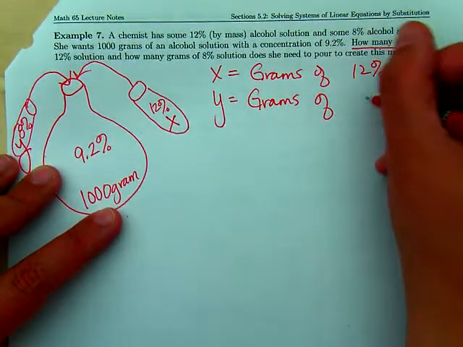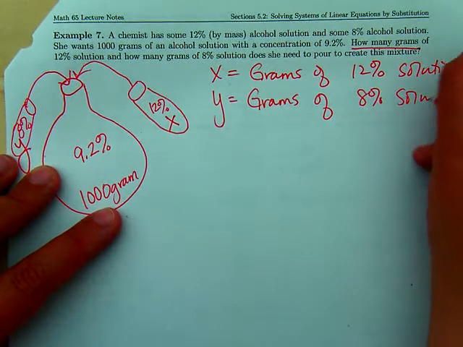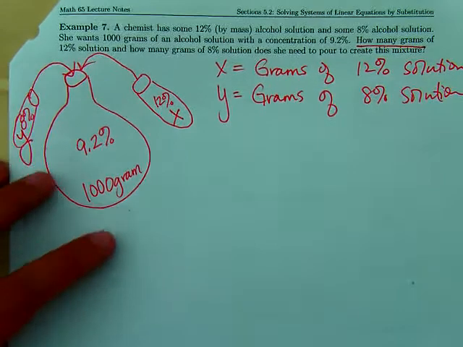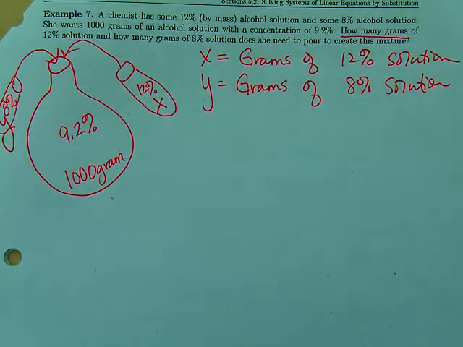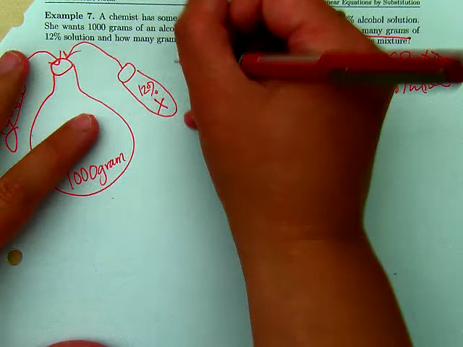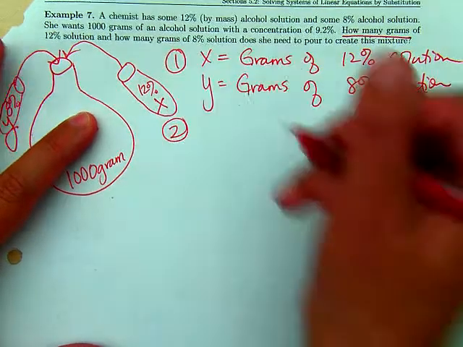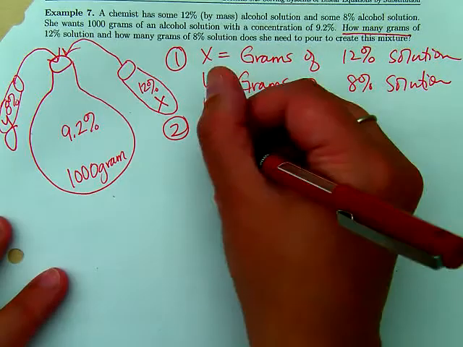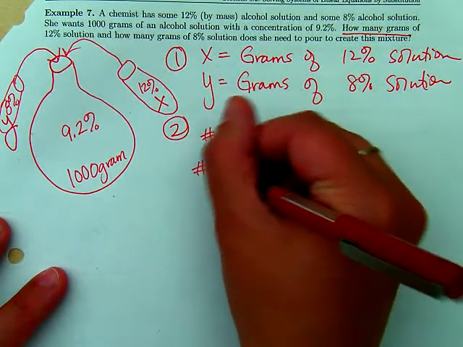Grams of 8% solution. Okay, now what? What should I do next? I've defined the variables. I should write equations. Equation number 1, equation number 2.